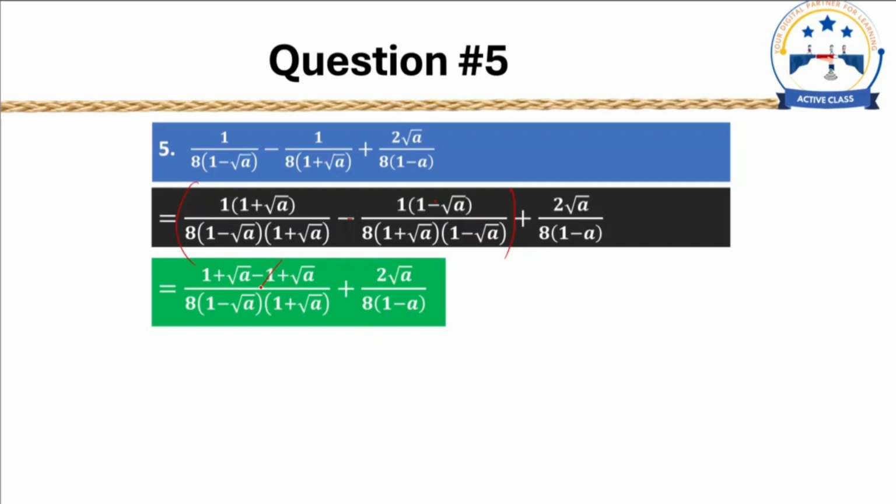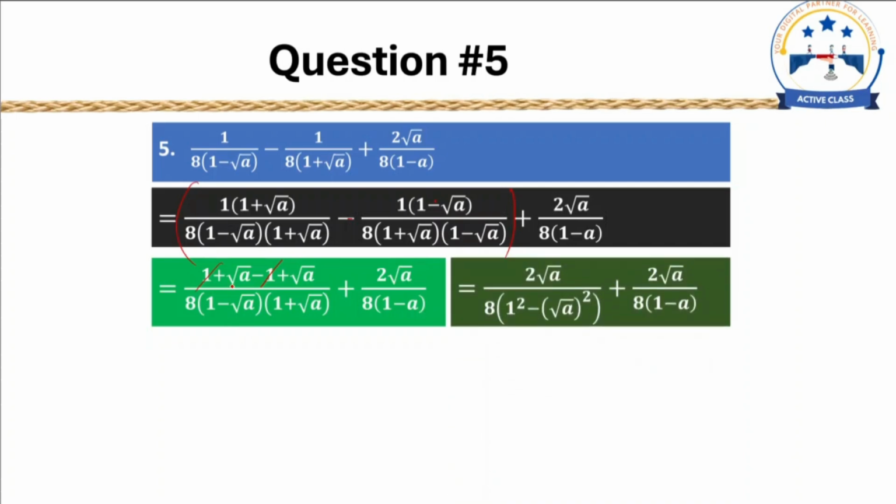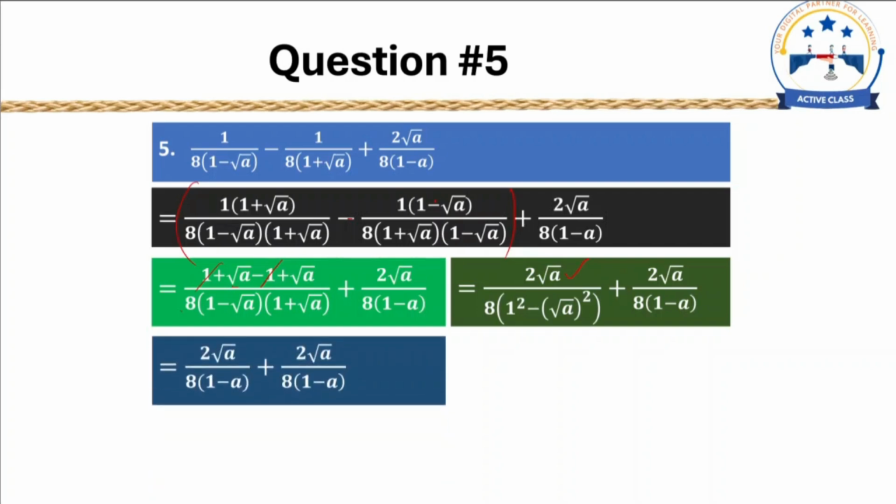Now look here. Minus 1 and plus 1 is 0. Root a plus root a is 2 root a. And 1 minus root a times 1 plus root a: (a minus b)(a plus b) means a square minus b square. So I've done the same thing in the next step. See? Root a plus root a, 2 root a. 1 minus root a times 1 plus root a is 1 square minus root a square. So what happens over here? 1 square is 1 itself. Square and root cancel, so there remains only a. So finally, I'm left with 1 minus a in the denominator.